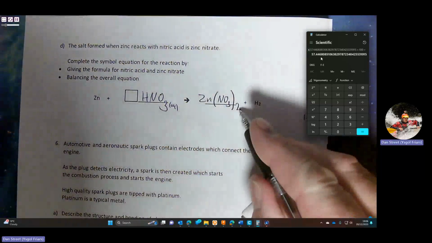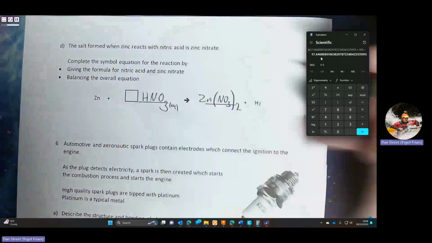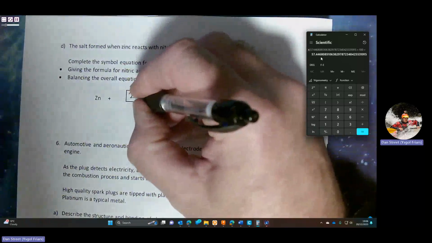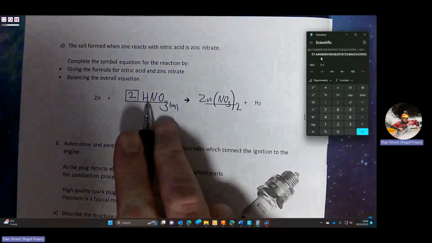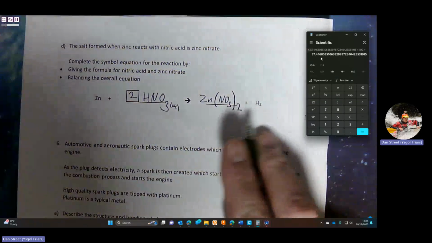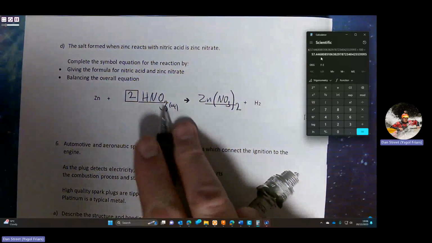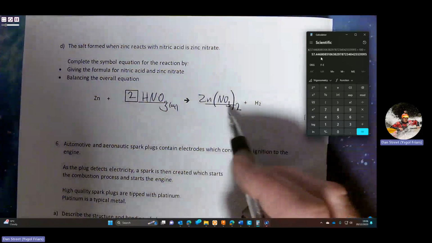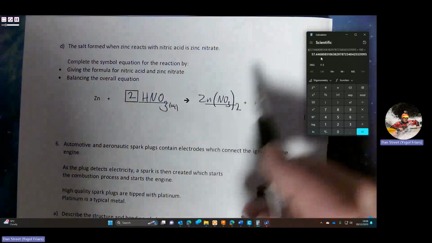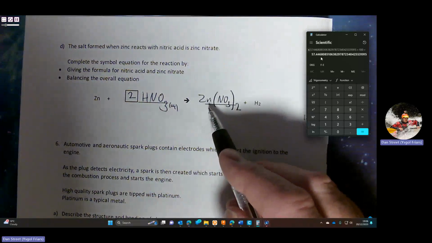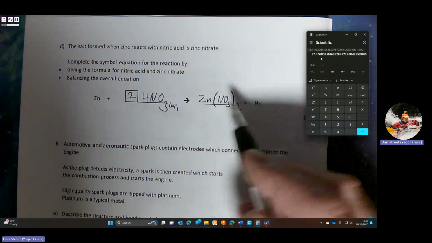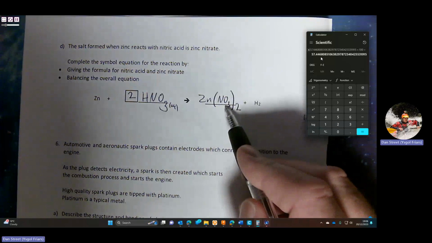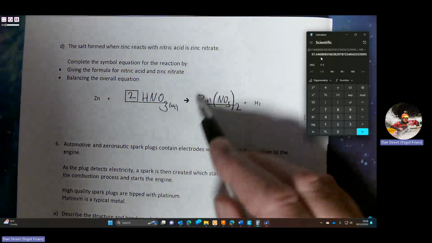Because of this 2 here, that tells us that we need a 2 here. That ensures that we've got the 2 hydrogen atoms to make the hydrogen molecule, and then we've got 2 nitrates altogether to react with the zinc to make the zinc nitrate. The reason that this formula is like this is because if we look at the table of ions, zinc is a 2+ ion, nitrate is a 1- ion, so you need 2 of these to balance one of those.